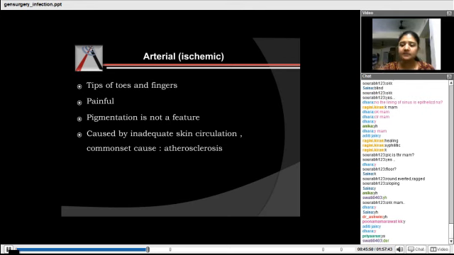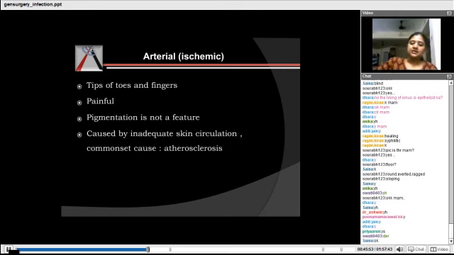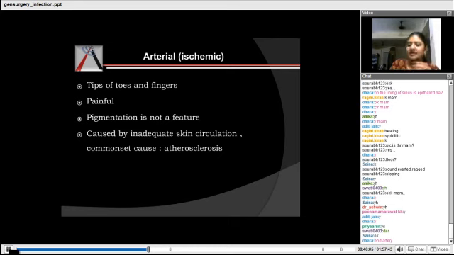Then arterial will be ischemic, commonly seen in the tips. These arterial ulcers usually happen on the last bit of the tissue, like the digits and fingers, the terminal most portion, because of a lack of blood supply and ischemia. They are end arteries, so they turn painful, and you will not find any pigmentation here. That's how it can help you differentiate a venous ulcer from an arterial or ischemic ulcer. Venous will have pigmentation, arterial will have no pigmentation. The reason for it is inadequate circulation, because of atherosclerosis.